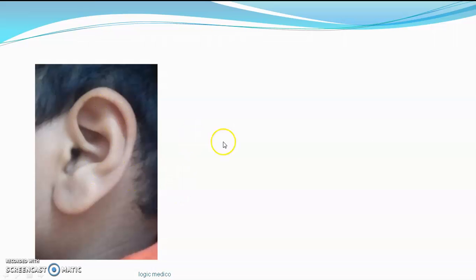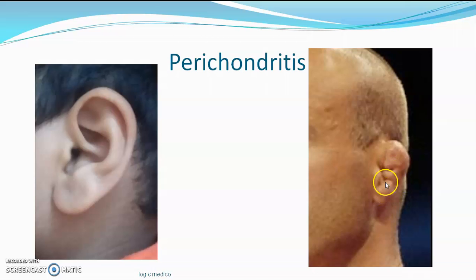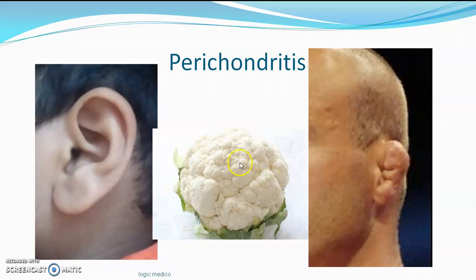This is a normal external ear, but when there is repeated hitting on this area, which usually happens in boxers, there is inflammation of the cartilage, the elastic cartilage, the covering perichondrium of the elastic cartilage. That's why it's called perichondritis. So at the end of his career, the boxer's ear will look like the surface of a cauliflower. Therefore it's called cauliflower ear. It is nothing but perichondritis of the pinna.